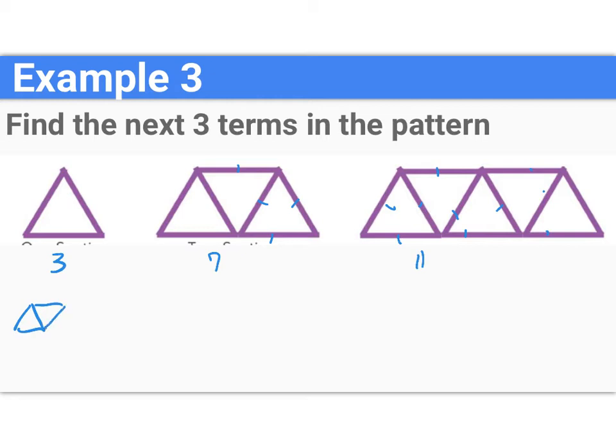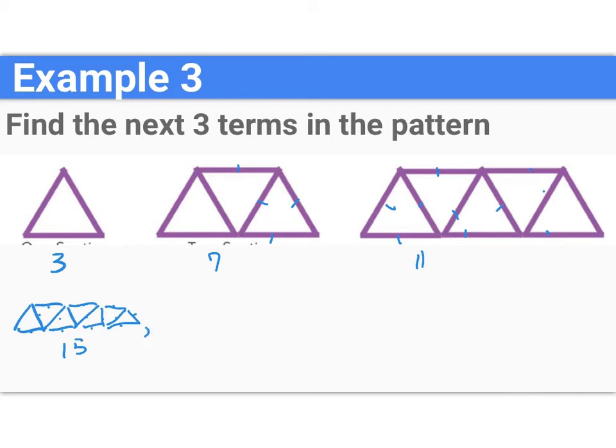So we got 1 up triangle, 2 up triangles, 1 down. 1, 2, 3 up triangles, 2 down. And we should get 5 up triangles and 2 down. So 1, 2, 3, 4. My drawing gets kind of wonky here. So let's see how many sides we have. 1, 2, 3, 4, 5, 6, 7, 8, 9, 10, 11, 12, 13, 14, 15.